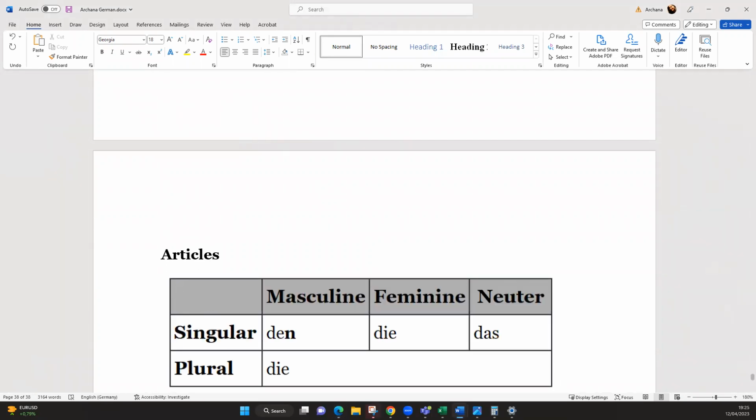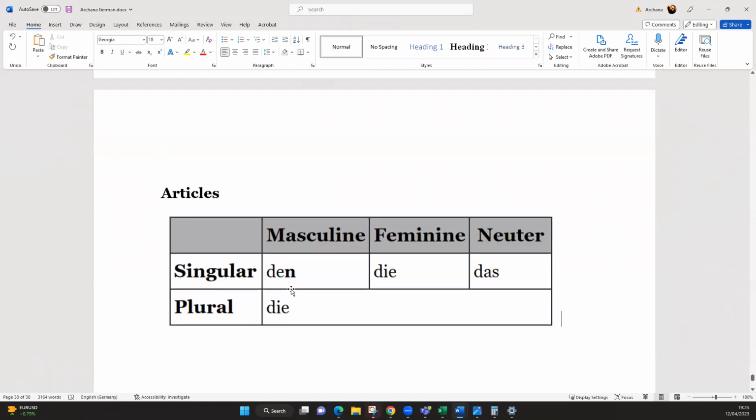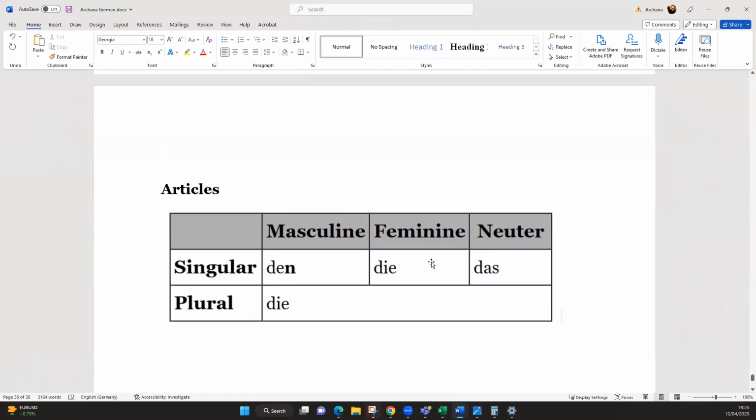If you see the structure here, we know that there are three genders in German: masculine, feminine, and neutral. Neutral, you know, is das. Feminine, we know, is die. Now here comes den for masculine. As you can see from the chart, there is not much of a change in the articles between the nominative and the accusative. The only difference for the accusative case is den.